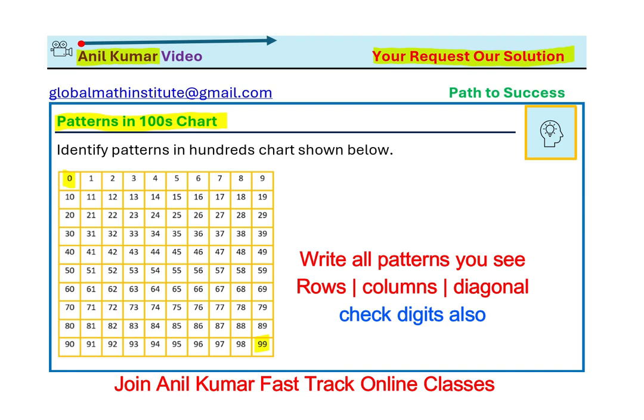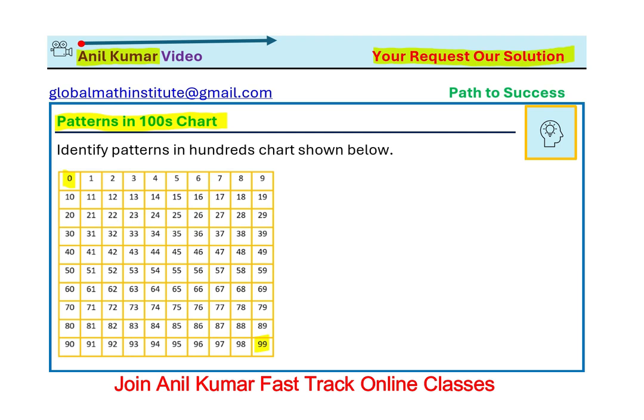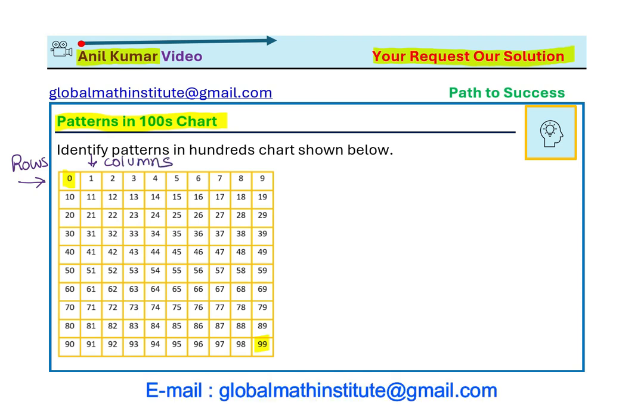Perfect. So let's begin with what you really see. This is a 10 by 10 matrix, you may call it. And what you really notice is, these are the rows, and these are the columns. So we'll describe a pattern with rows and columns and then we'll also take up diagonals. Great. So let's begin with rows. As you can see, there are 10 rows and 10 columns.